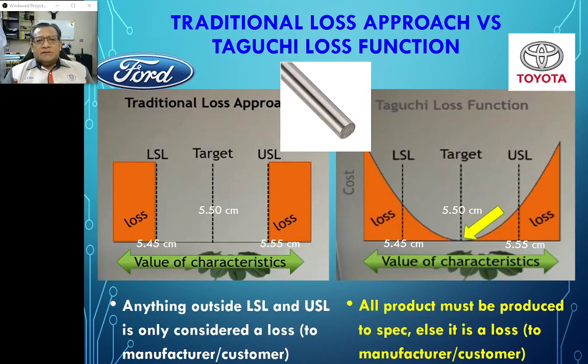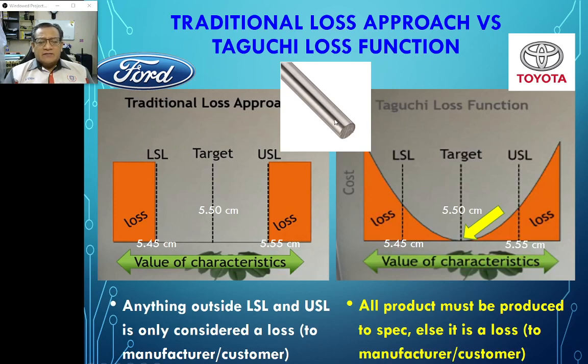Okay, so the Taguchi loss function, or the DOE method introduced by Dr. Taguchi, is considered a new function of quality. If you have a new one, of course you have the old one. The old one is the traditional loss approach, which is this diagram on the left. The Taguchi loss function is shown on the right. In the olden days, we used to measure the quality function in this kind of diagram.